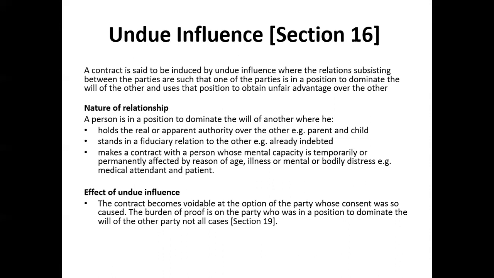So what will happen if undue influence has been exercised? The contract becomes voidable, at the option of the party whose consent was so caused. The burden of proof is on the party who was in a position to dominate the will of the other party, not in all cases. Section 19. It means if someone has exercised undue influence on the other party, then the contract is voidable for the innocent party.